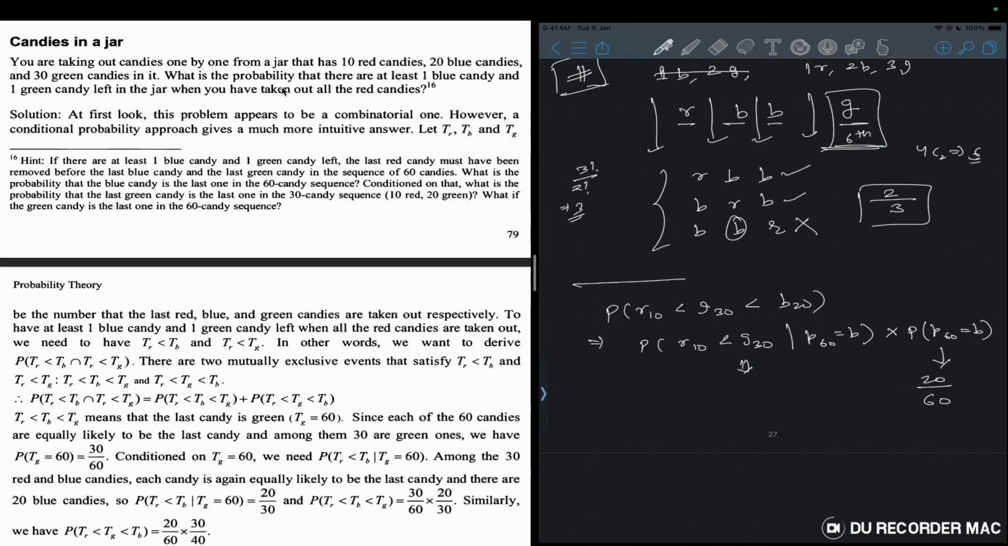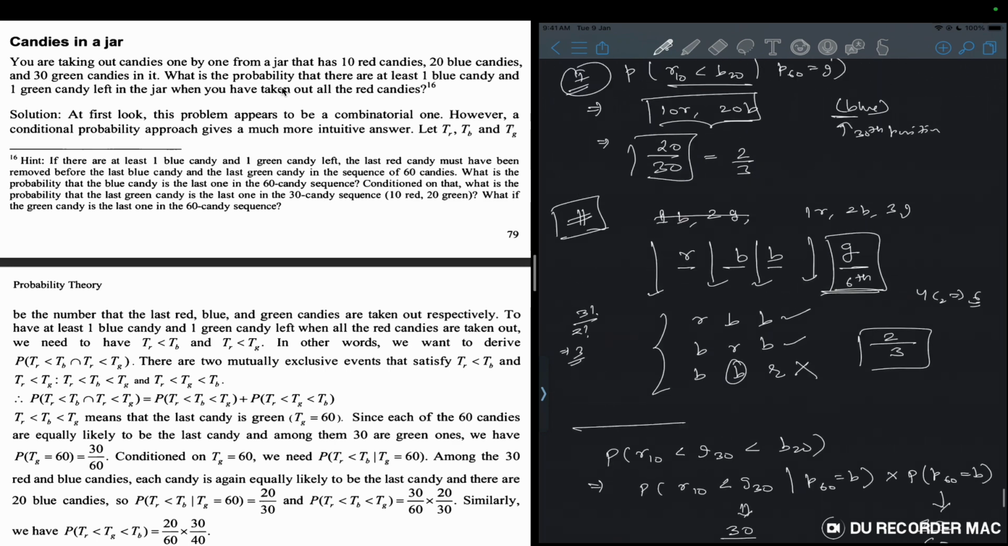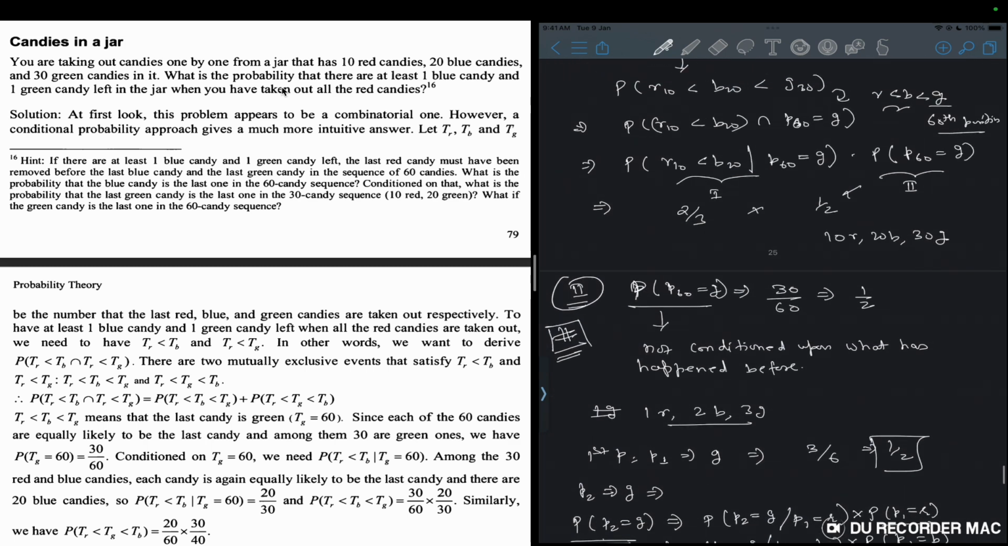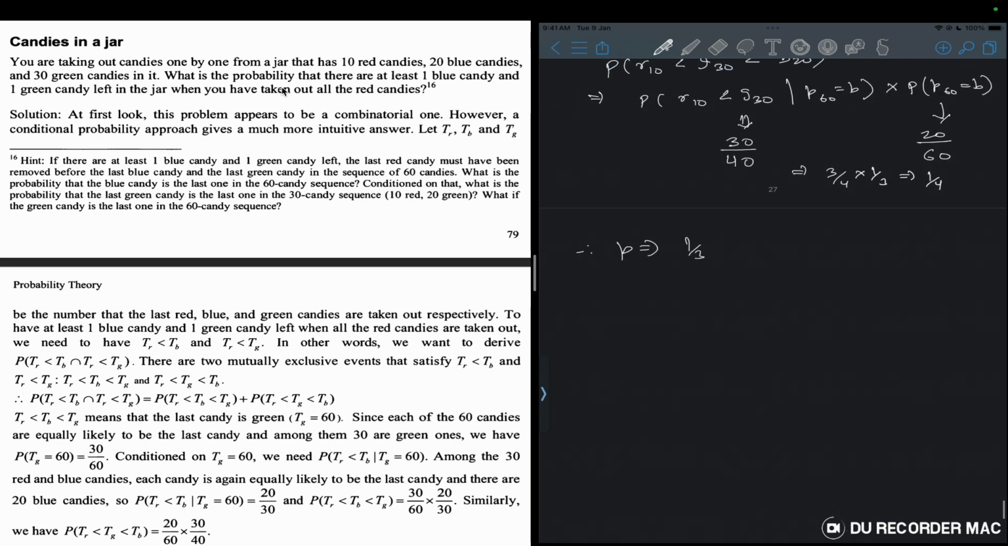And we want to find that at the last position, we get a green. So how many greens are there? Total number of greens is 30, and the total number of candies left is 40. So this is 3 by 4 times 1 by 3. It will come as 1 by 4. So our total probability will come as, what had we calculated here? This was 2 by 3 into 1 by 2, which is 1 by 3, plus 1 by 4. This will come as 7 by 12.